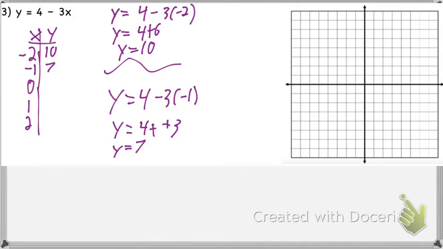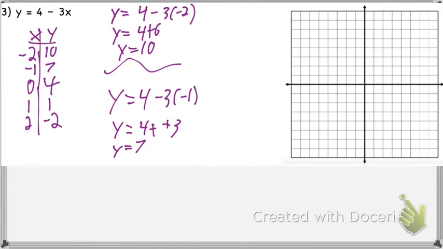What was y, Tobin? It was 7. Try again. When x was 0, y was? 4. There you go. Maddie, when x is 1, y is? 1. When x is 2, y is what, Reagan? Negative 2.